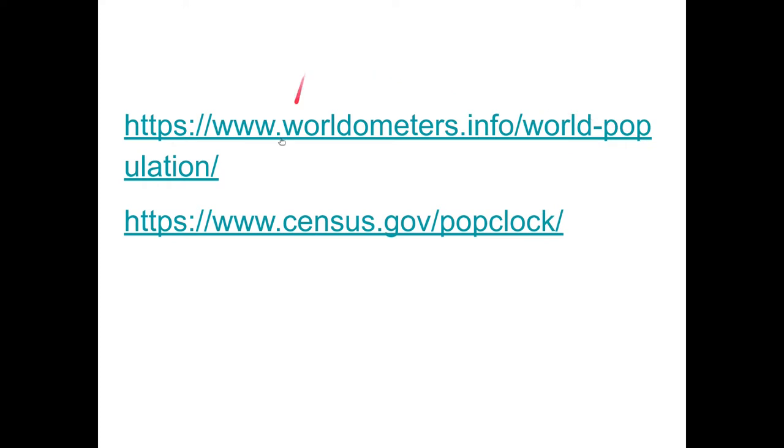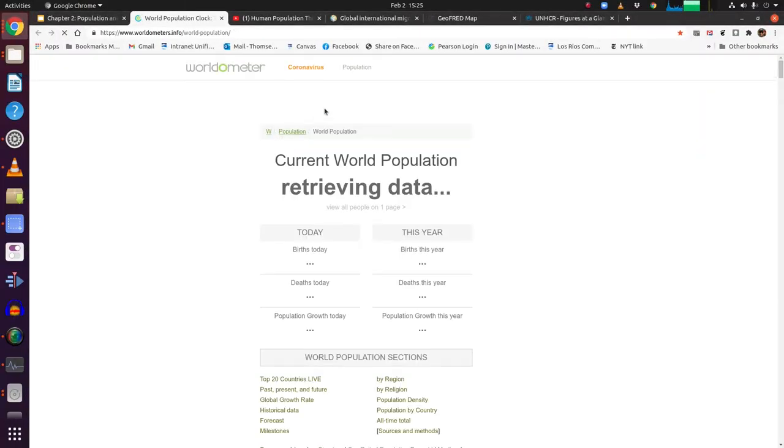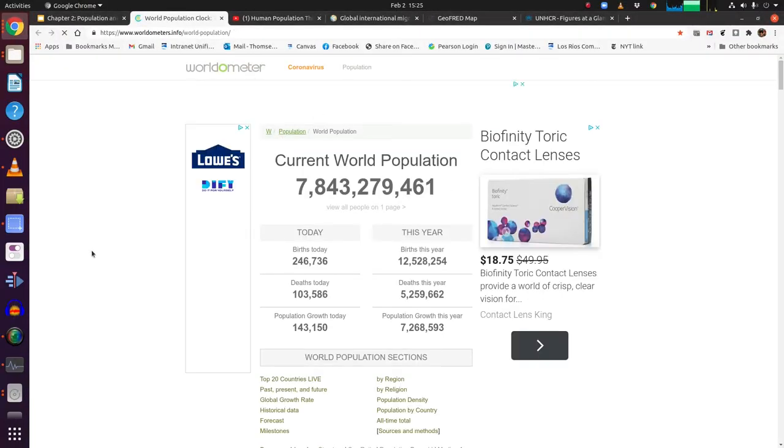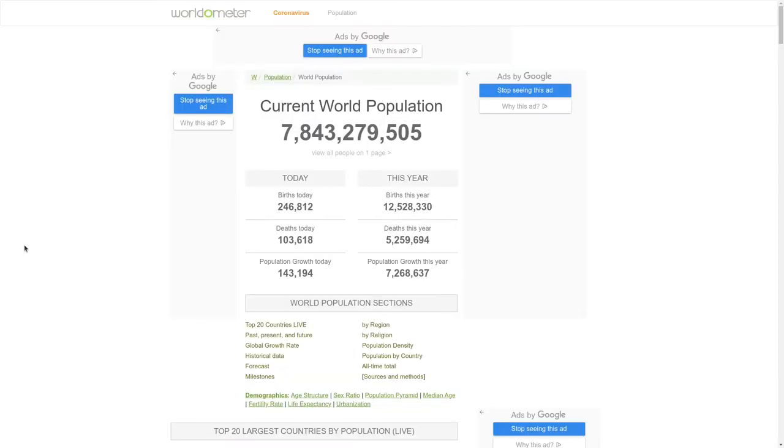I put a link to the Worldometer site. In fact, let's take a look at that now, as long as we're here. It's pretty darn cool. So this is the Worldometer, and I've got it set to population. Current population, 7.8 billion. Today, we had 246,000 births, 103,000 deaths, for population growth today of 143,000 people. So today, we added 143,000 new people. And then it's got births this year, deaths this year, population growth this year.